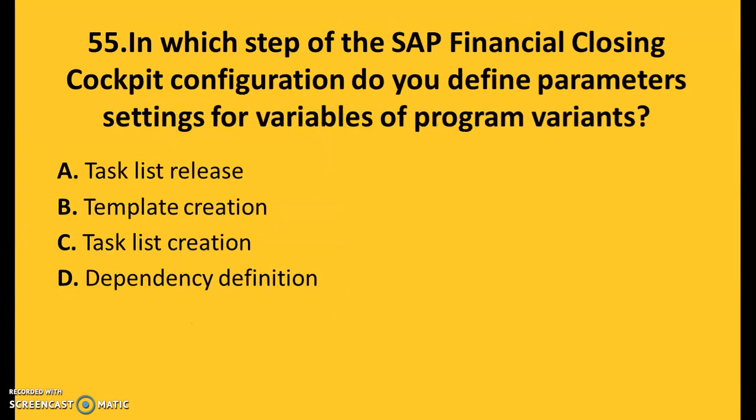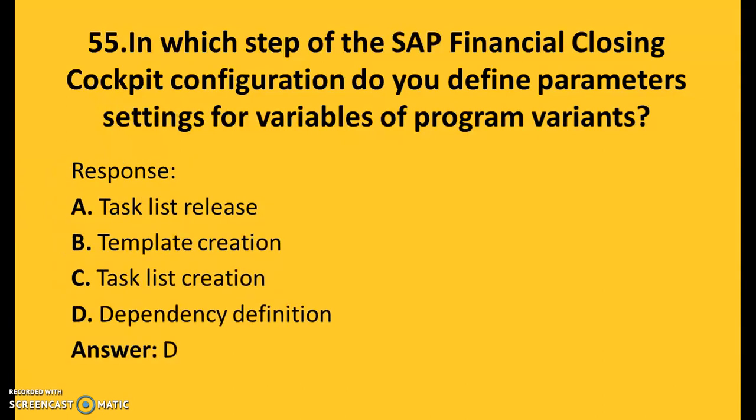In which step of the SAP Financial Closing Cockpit configuration do you define parameter settings for variables of program variants? A, task list release, B, template creation, C, task list creation, D, dependency definition. The answer is D, dependency definition.